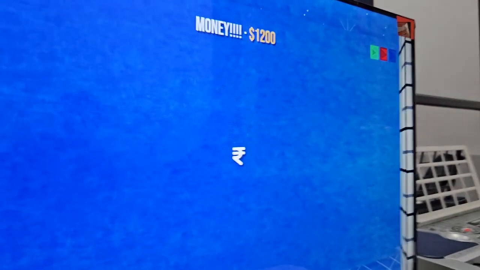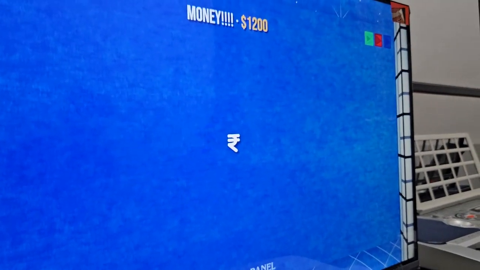The last one is money for 1200. Answer. I don't know that one. It's also the first time you've seen the sign. What do you call that sign? Rupee. From Arabic? What is Saudi Arabia? No. What is India? Yeah.